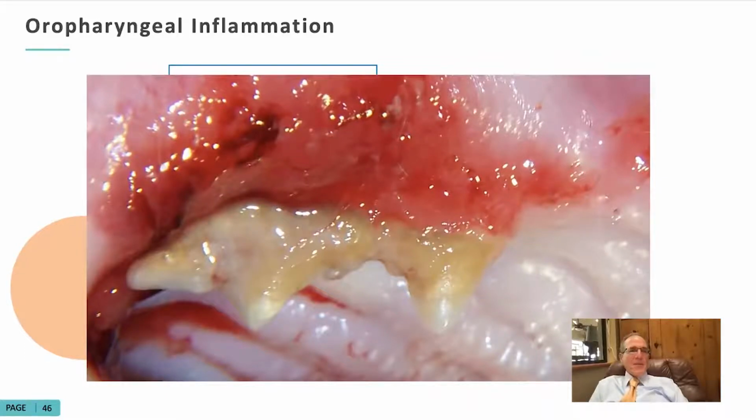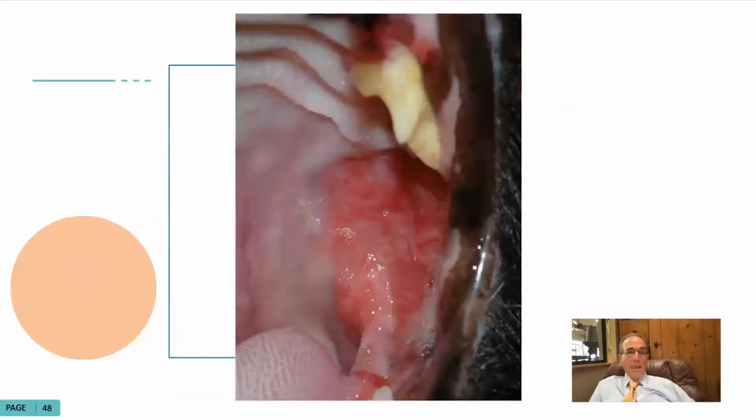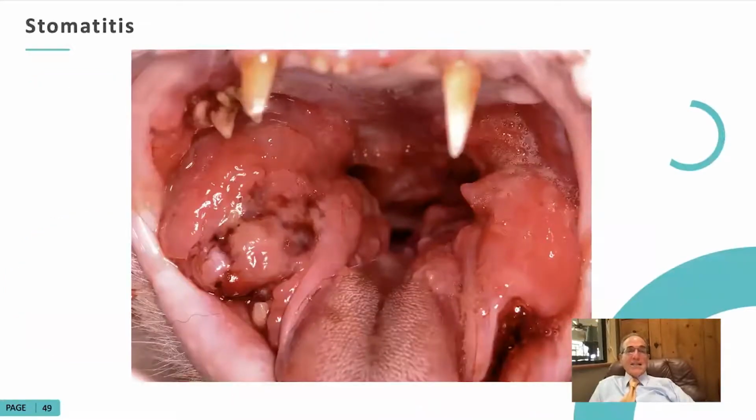Now we're going to spend some time on oropharyngeal inflammation, which is extremely common in cats. And some cats, for whatever reason, are prone to inflammation. And they feel that it's due to a hyperimmune response to plaque. And this comes in a lot of different varieties. This is called caudal oral cavity mucositis. This is stomatitis when it's that inflamed.